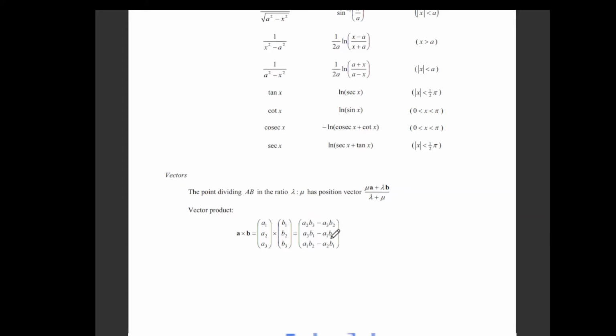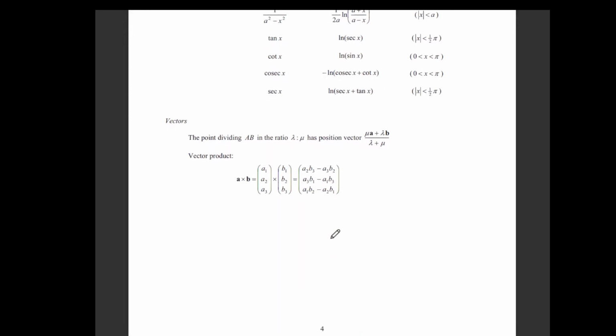So let me illustrate with an example now. For instance, we have these two vectors, 1, 2, 0, and I want to cross it with 5, minus 1, 0. So how do I do it? By applying this formula here, I will be able to find the vector product. If you look at this formula here, it tells us that this is A1, this is B1, this is A2, this is B2, and this is A3, and this is B3.